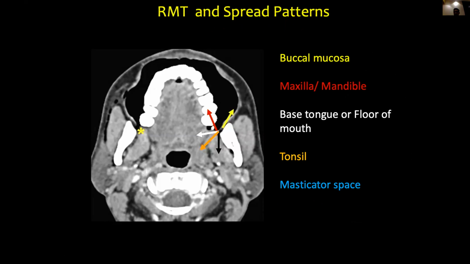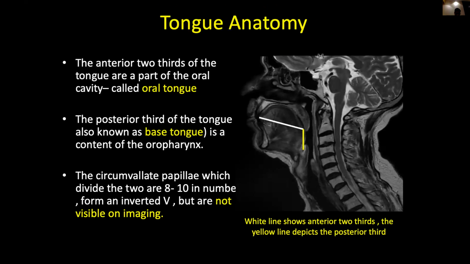Anteriorly, it communicates with the buccal mucosa. It can involve the mandible and maxilla, which are very adjacent to it. Medially, it can go to the base of tongue and the floor of the mouth. And posteromedially, it can reach up to the tonsil. And posteriorly, it can go into the masticator space. So you can imagine that one disease in the retromolar trigone can involve multiple spaces. That is the buccal space, the masticator space, the pharyngeal space, and the carotid space.